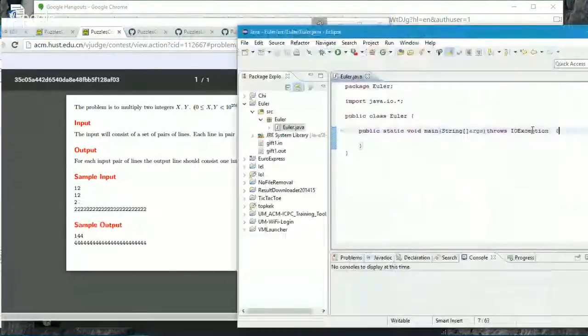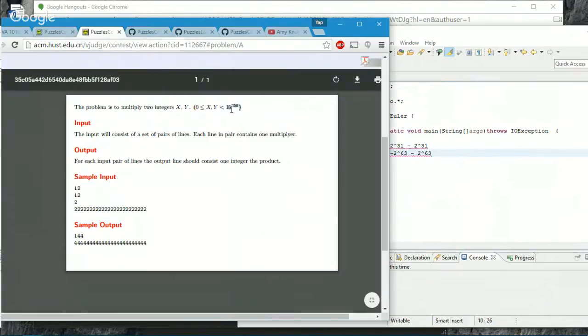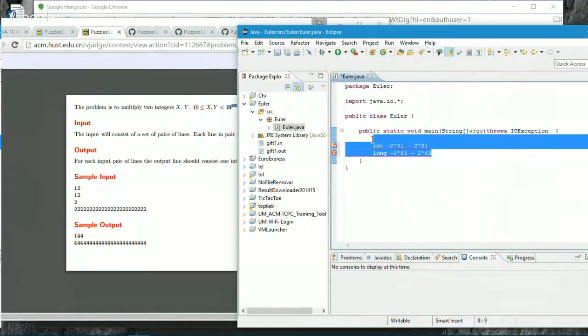So we know that for integer, the bound is 2 to the power of 31, ranging from negative 2 to the power of 31 up to 2 to the power of 31 minus 1. So this is for integer. If for long, then the bound is as follows. In fact, this value is even larger than what a long can hold. So we have no choice but to use BigInteger. This is the key to solving the problem.